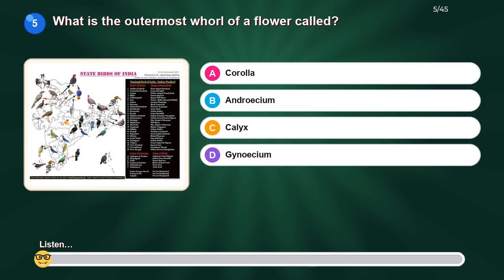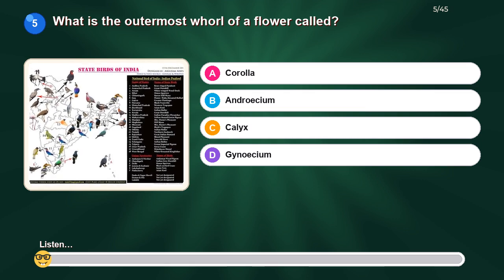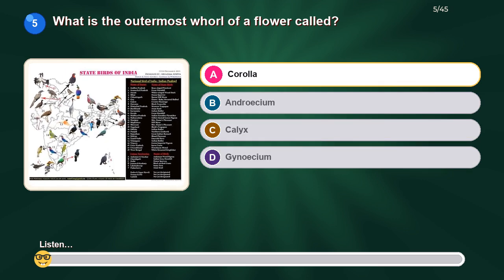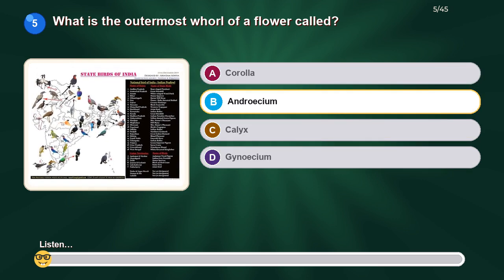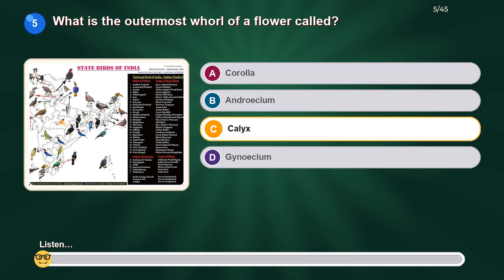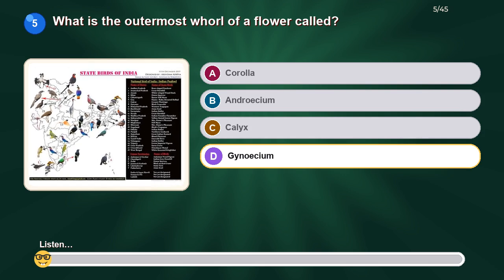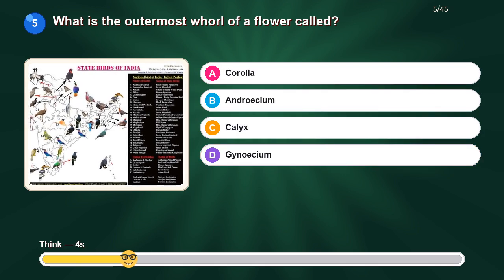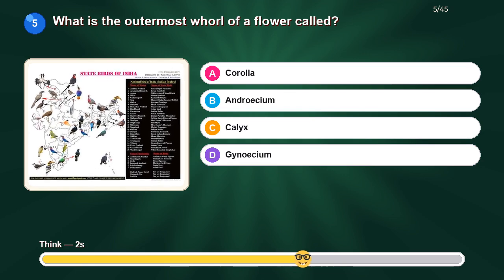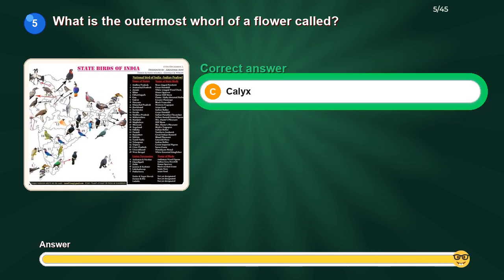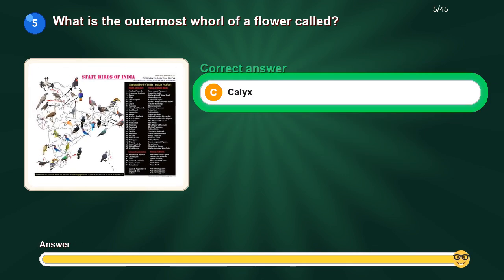What is the outermost whorl of a flower called? Option A, corolla. Option B, androecium. Option C, calyx. Option D, gynoecium. The correct answer is calyx.